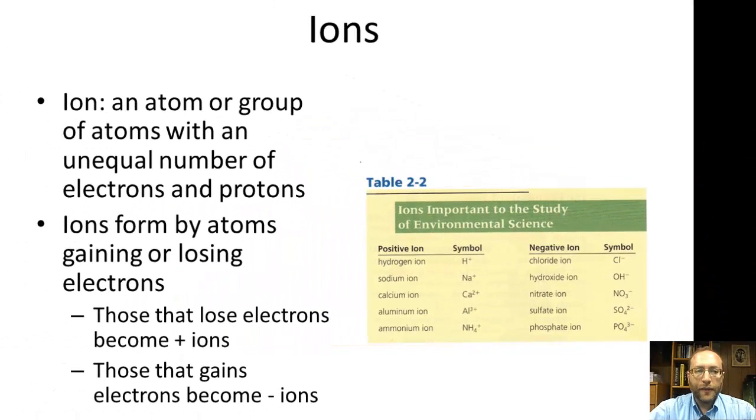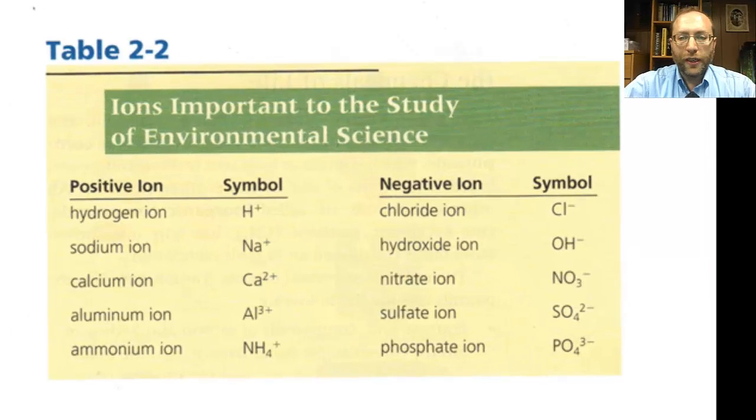And then we come to ions. An ion is an atom or a group of atoms with an unequal number of electrons and protons. These ions form by atoms gaining or losing electrons. Those that lose electrons become positive ions. Those that gain electrons become negative ions. The number of protons doesn't change. That's a nuclear change, not a chemical change. It's just that the electrons change. So a hydrogen ion is one that's lost an electron, and a chloride ion is one that's gained an electron. And this table here shows the ions that are important in environmental science.